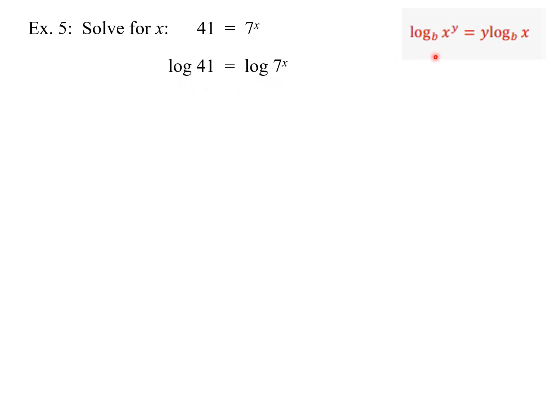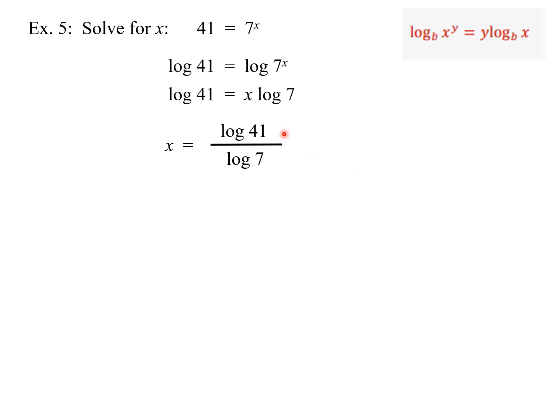But now look what happens. I can take that x out of the exponent and bring it out front, like that. And that's really the power of logarithms to solve exponential equations. They get the unknown out of the exponent. Now, to solve for x, all I really need to do is divide each side by the log of 7. And I get this.